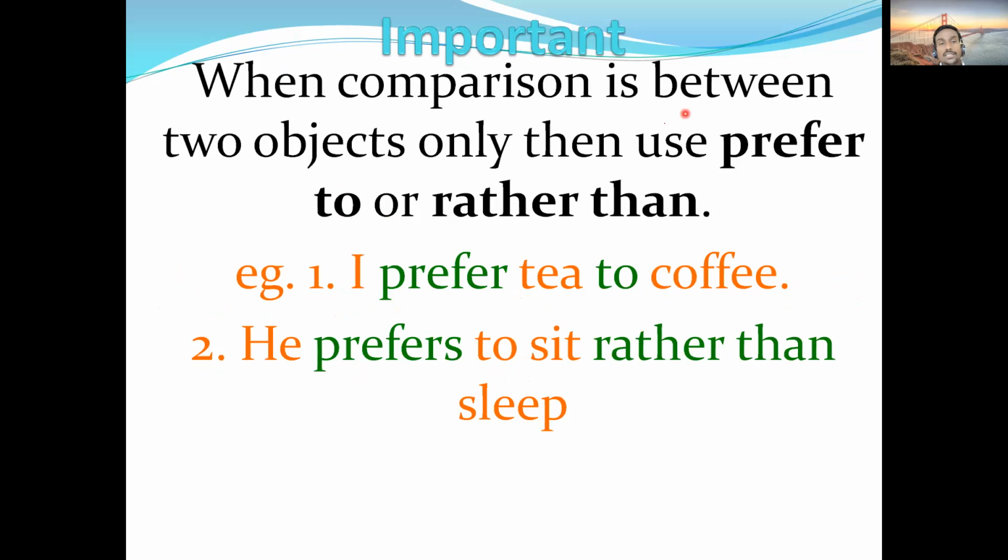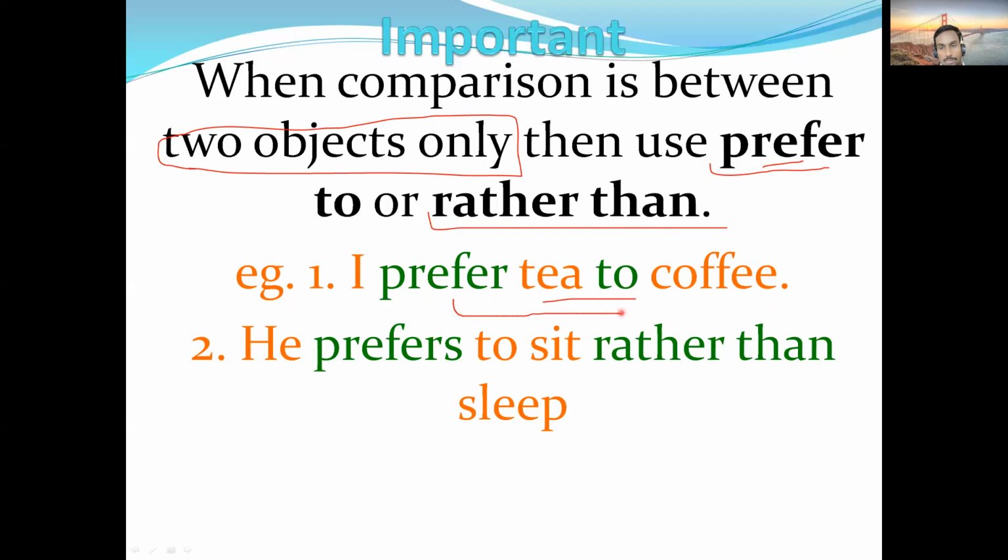When comparison is between two objects only, in such case, use prefer to or rather than. Here you can use rather than or you can use prefer to. How? You can say, I prefer tea to coffee. So here we have used prefer to.